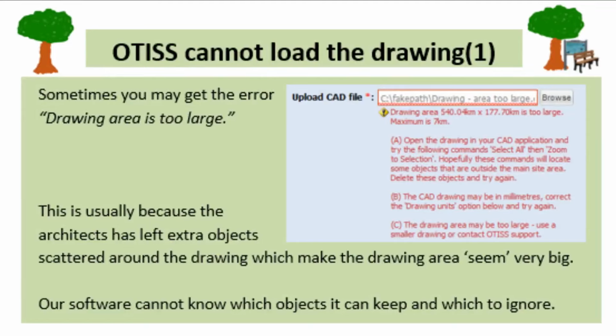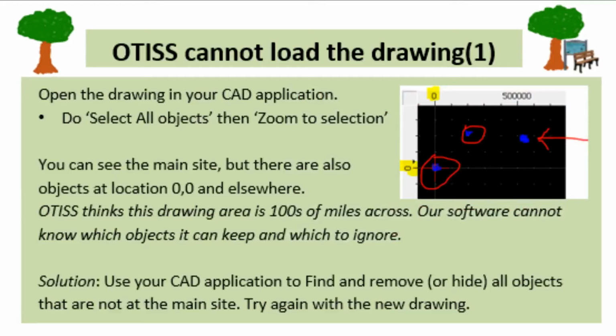The most common error is that it says the drawing area is too large. And this is usually because the architects have left extra objects scattered around the drawing, which make the drawing area seem very big. So if this happens, open your CAD application, do a select all objects and then zoom to selection. You can see that the main site is here, but there's also other objects scattered around the drawing, and these make the area look very, very big.